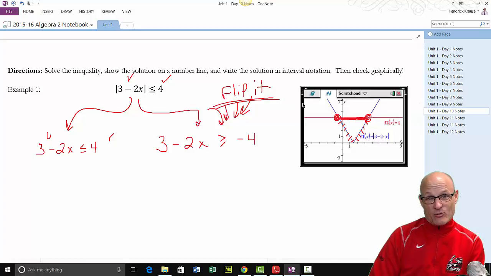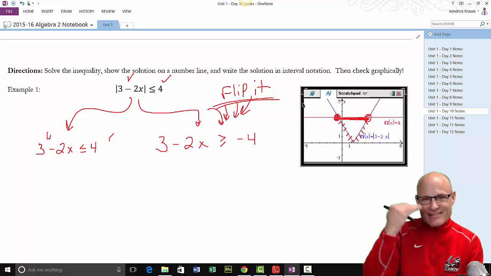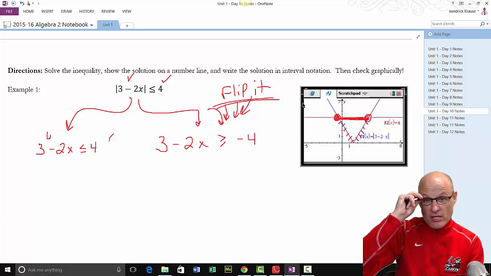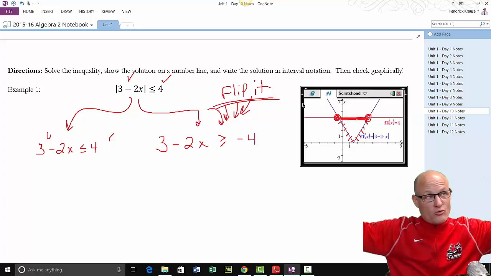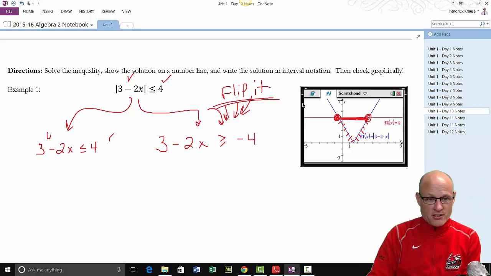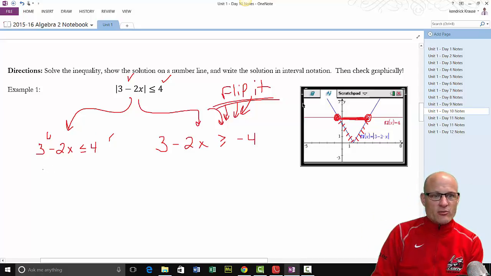It's kind of like dividing by a negative. Aren't we negating the right side? And when we divide by a negative or multiply both sides by a negative, don't we have to flip that sign? It's the same idea, same principle. We have to get the two zones where it's going to be equal to. All right. Now let's solve these. We're going to subtract 3 from both sides. So I get negative 2x is less than or equal to 1.